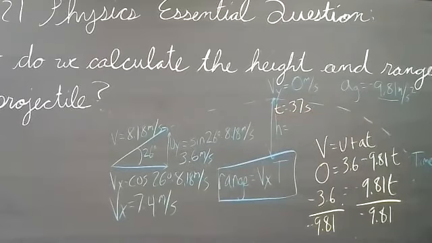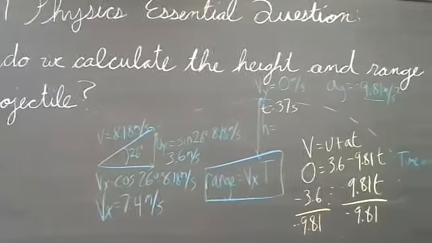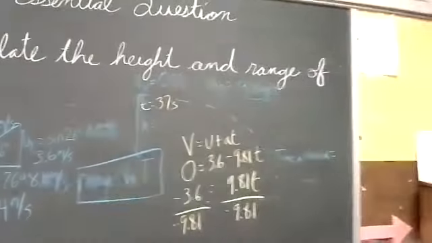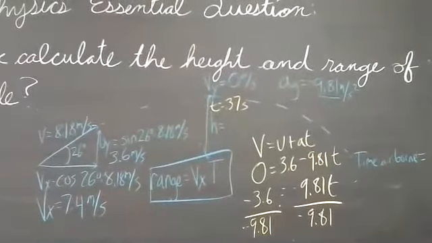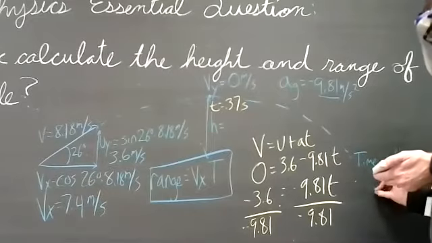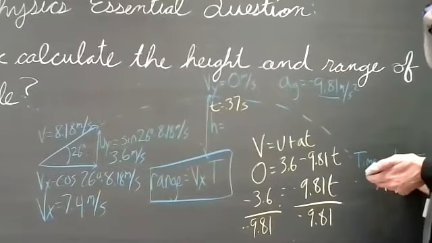Assuming symmetry of motion, the time airborne is just going to be twice the time of max height. So if it takes 0.37 seconds to go up, it's going to take another 0.37 seconds to go down. Solve for this. Total time airborne is going to be, I'm going to do it for exactly 0.37 times 2, 0.74 seconds.